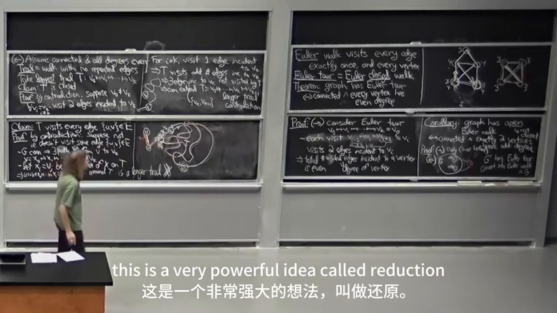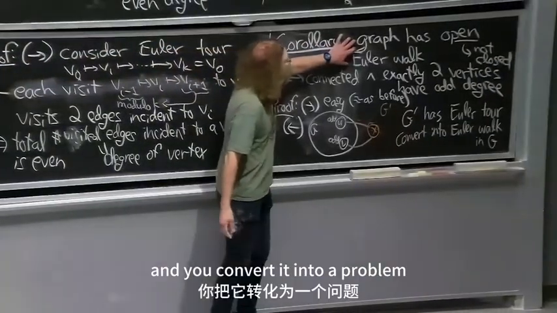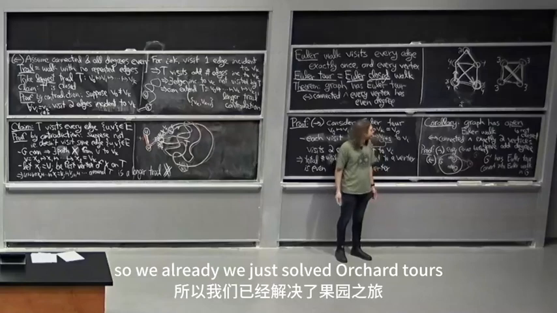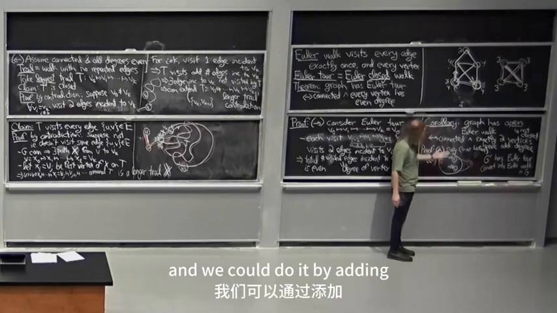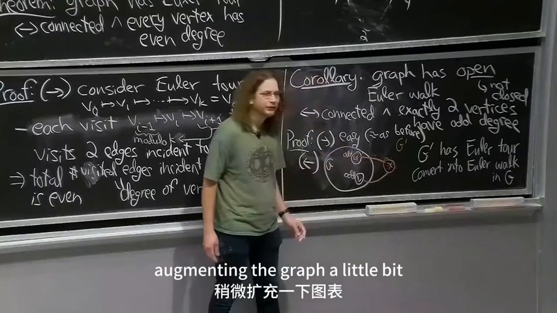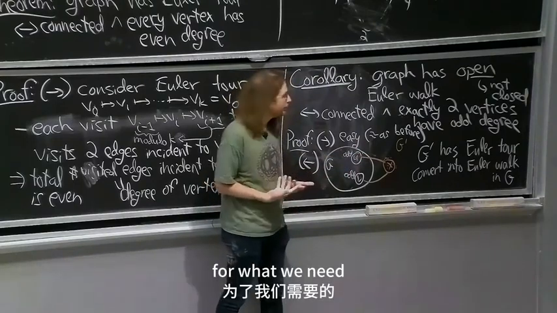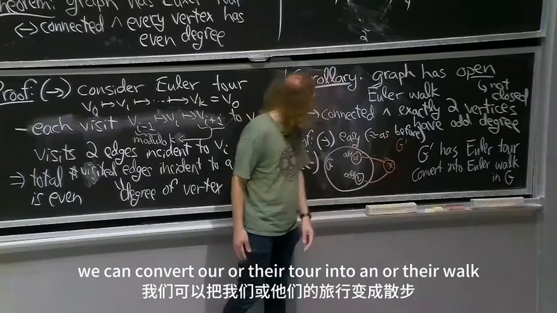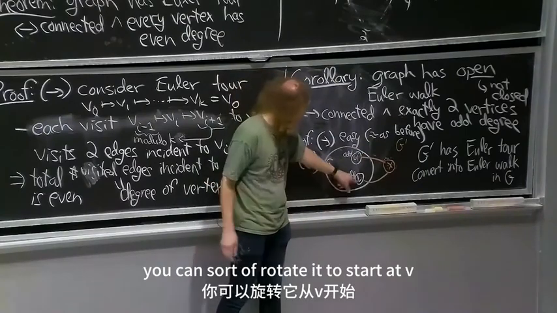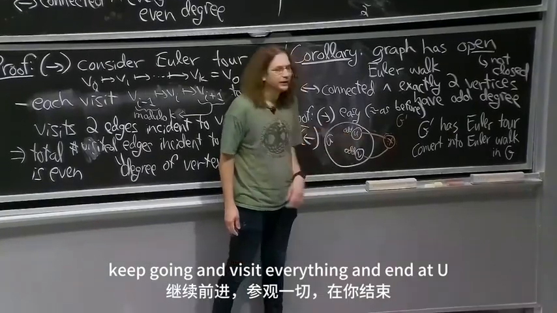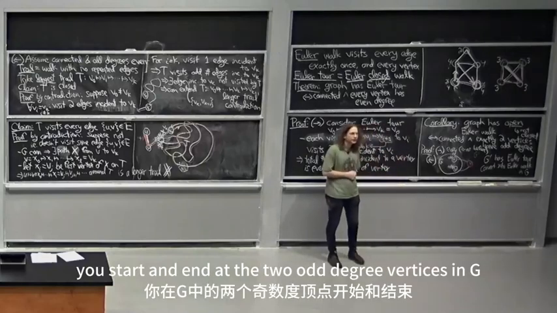This is a very powerful idea called reduction, where you take your problem that you want to solve and you convert it into a problem that you already know how to solve. So we just solved Euler tours, and now we wanted to solve open Euler walks, and we could do it by augmenting the graph a little bit, applying the theorem, and then we need to make sure that the result from that theorem is actually good enough for what we need, that we can convert our Euler tour into an Euler walk. But because tours are cyclic in nature, you can sort of rotate it to start at v, keep going, and visit everything and end at u. Cool? So that also proves that you start and end at the two odd degree vertices in G, which is nice.